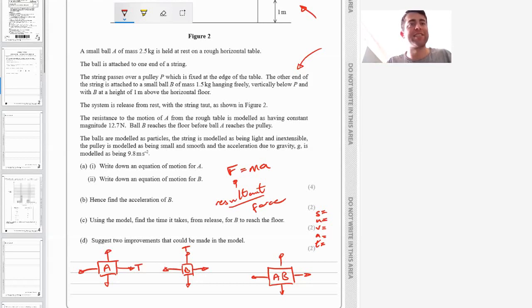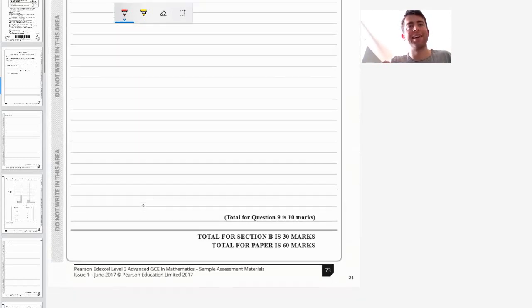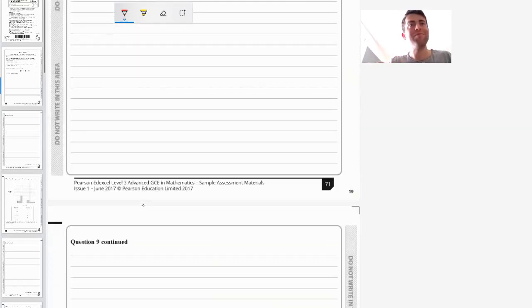And D suggests 2 improvements that could be made in the model. Classic interpretation question at the end of these things about why our model, especially these assumptions in this paragraph, might not actually apply in real life. And it's 2 marks, 2 improvements that could be made. And I think that's the end of the paper.